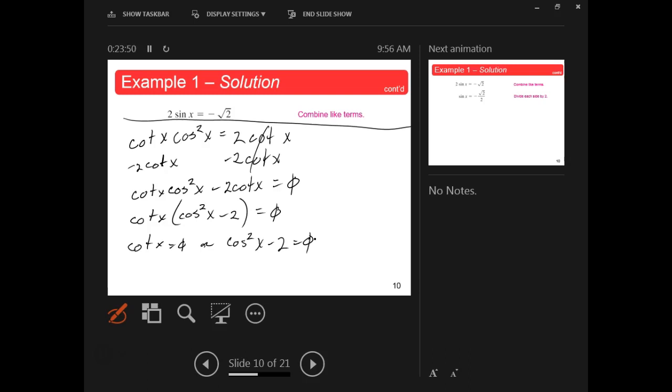Now, what values of x will make cotangent equal to 0? Think of it this way. What is cotangent in the quotient identity or ratio identity? I said quotient identity, not reciprocal identity. It's what? Cosine over sine. So the only way for cotangent to be 0 is for cosine to be 0, right? And where is cosine equal to 0?